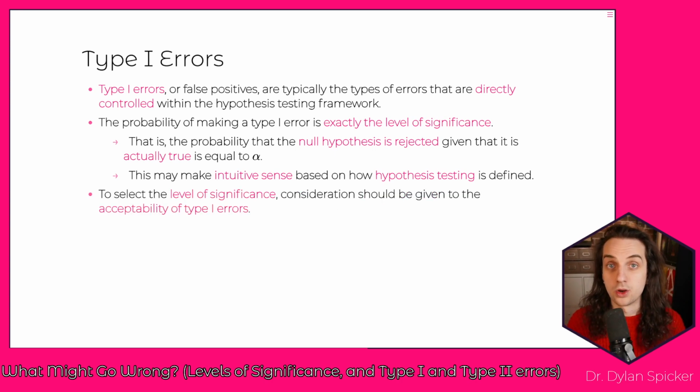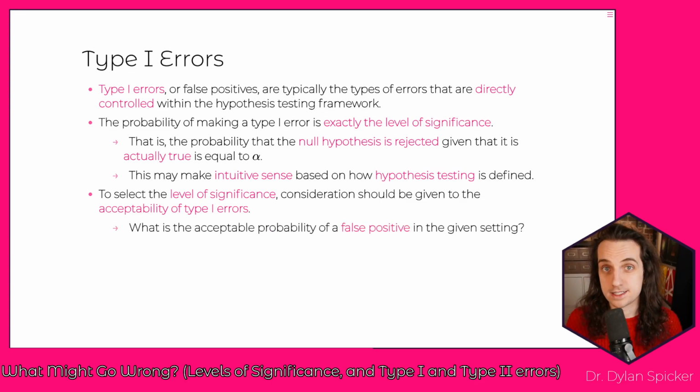Okay. So in order for us to select an appropriate level of significance, we should be giving consideration to the acceptability of a type 1 error, right? And so how acceptable is a type 1 error? Because the alpha level is the probability that you make a type 1 error.